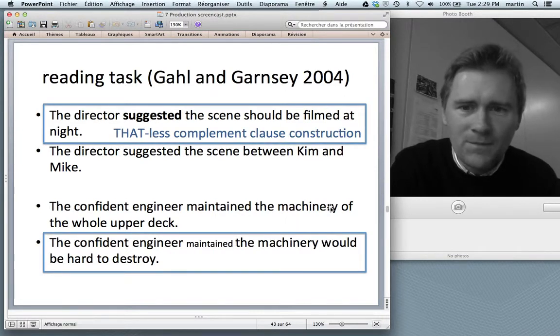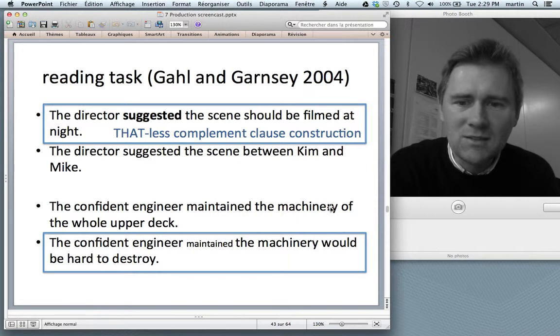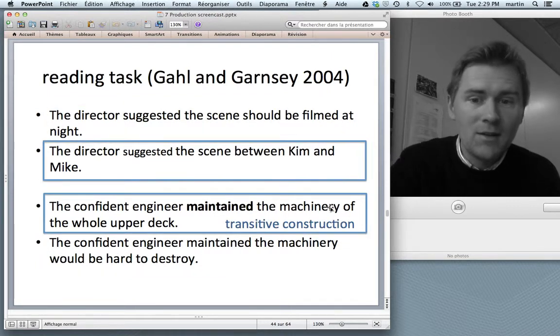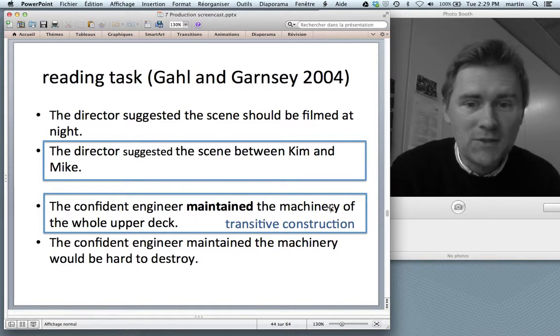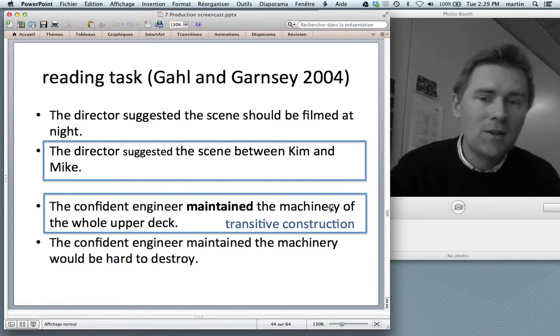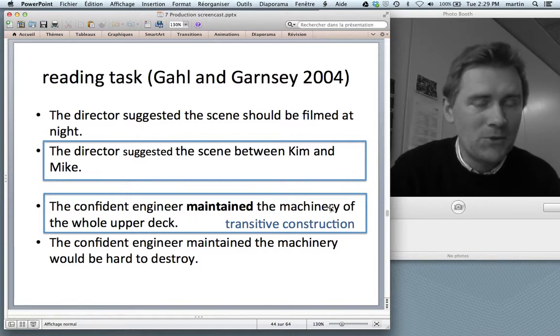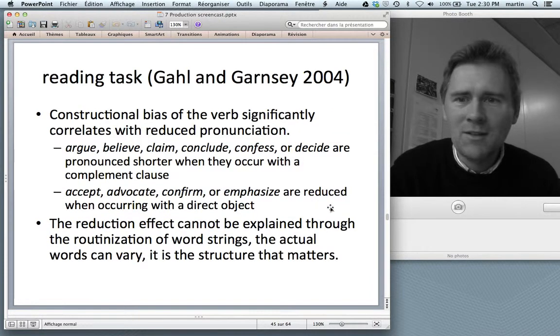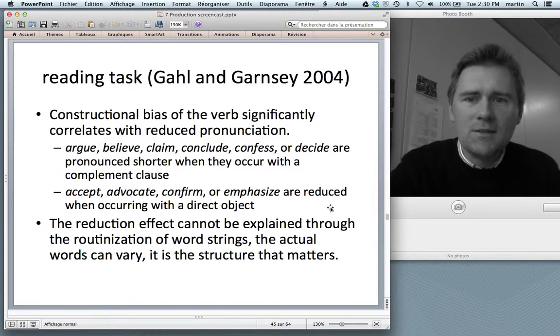So here, the maintained of the first sentence was produced in a more reduced fashion, because maintain frequently occurs in the transitive construction with the nominal object. It occurs less frequently with that clause construction. So here, the other structural variant was produced in a reduced fashion. Clever study. I really like it. So this means that there's a constructional bias of the verb, which significantly correlates with reduced pronunciation.